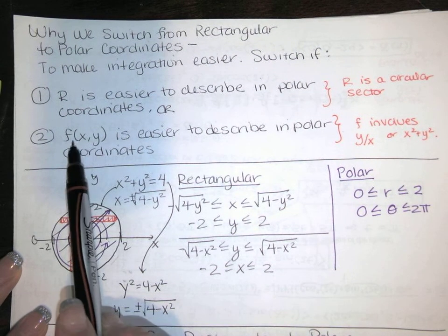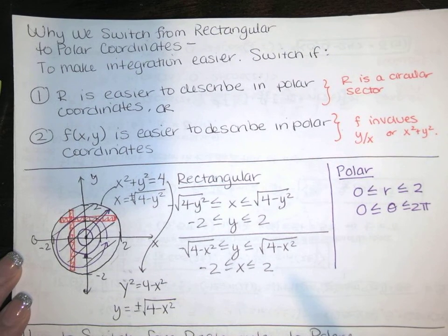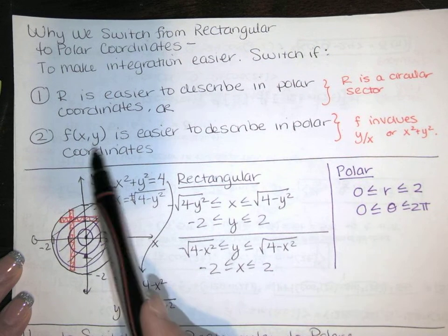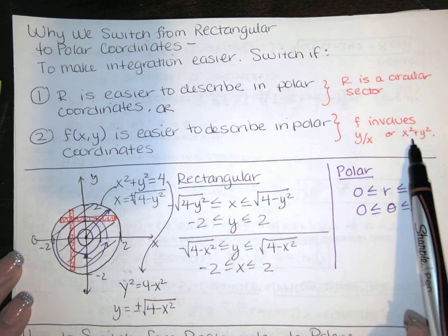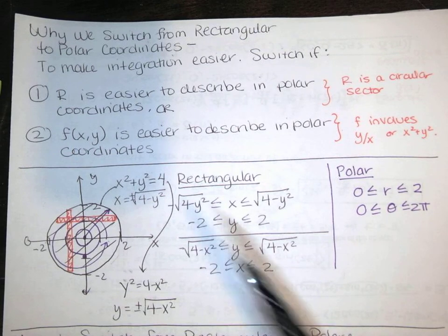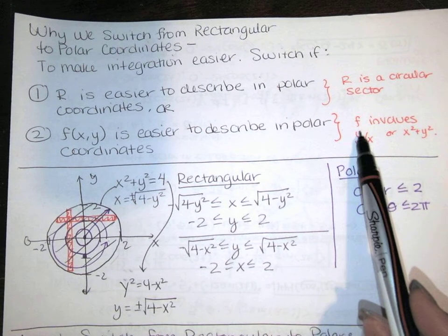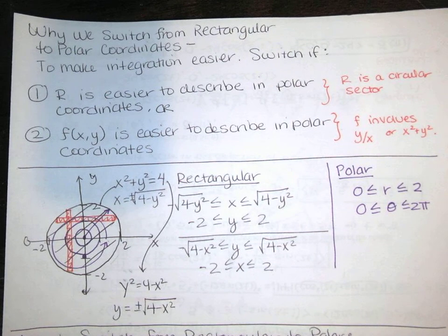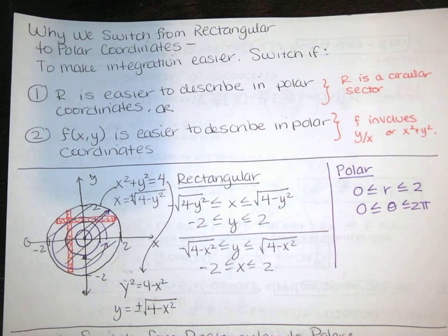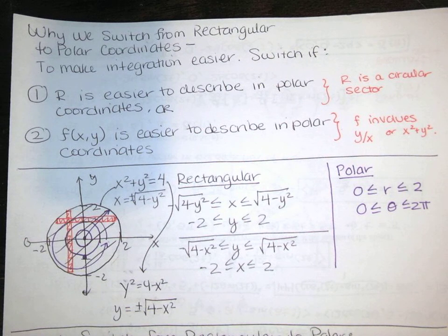It also may be the case that f of xy is easier to describe in polar coordinates. If our integrand has an x squared plus y squared in it, or a y over x in it, I'd rather switch all of those x squared plus y squareds to r squared. And that y over x, I might want to write it as tangent of theta. So that's the idea. In the next video, we'll do some examples.